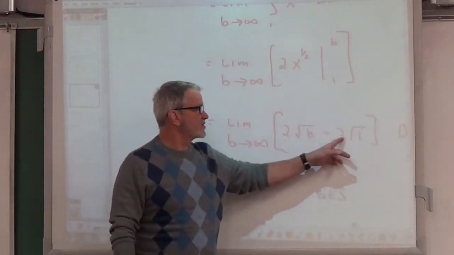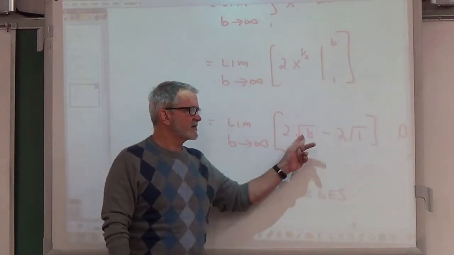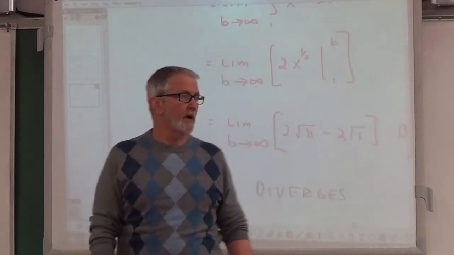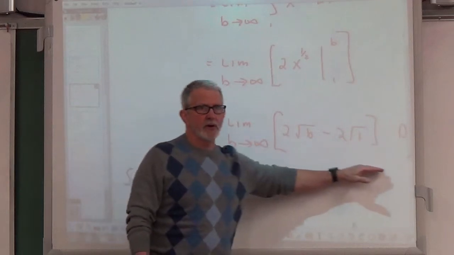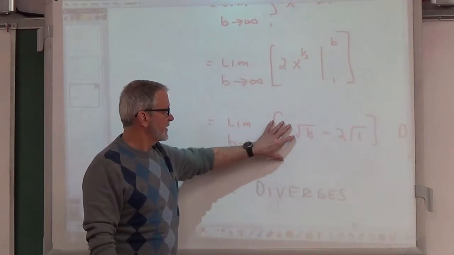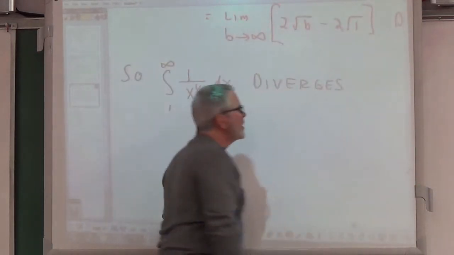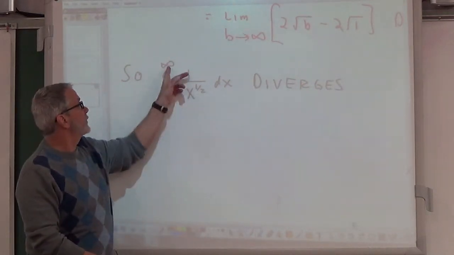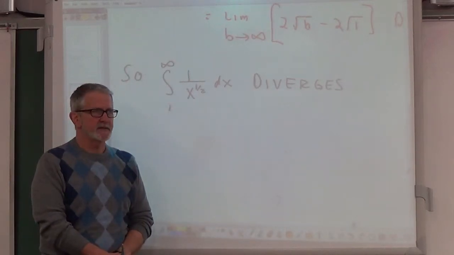2 square root of b minus 2 square root of 1. And again, we notice as b goes to infinity, the square root is going to grow also. So therefore, this limit will diverge. It does not have a limit, it goes to infinity as b goes to infinity. So what do we know about the improper integral right there? We know that the improper integral from 1 to infinity of 1 over x to the 1/2 dx diverges.